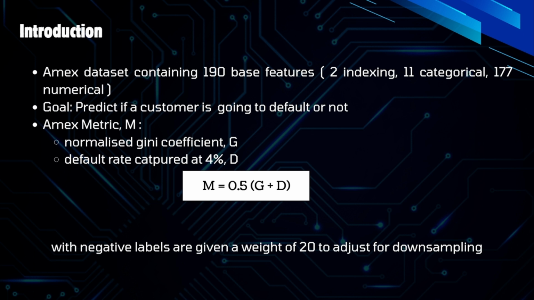The goal of this project is to predict whether a customer will default based on their transaction history. For evaluation, we use the Amex metric, which is defined as half of the sum of the normalized Gini coefficient G and the default rate captured at 4% D.